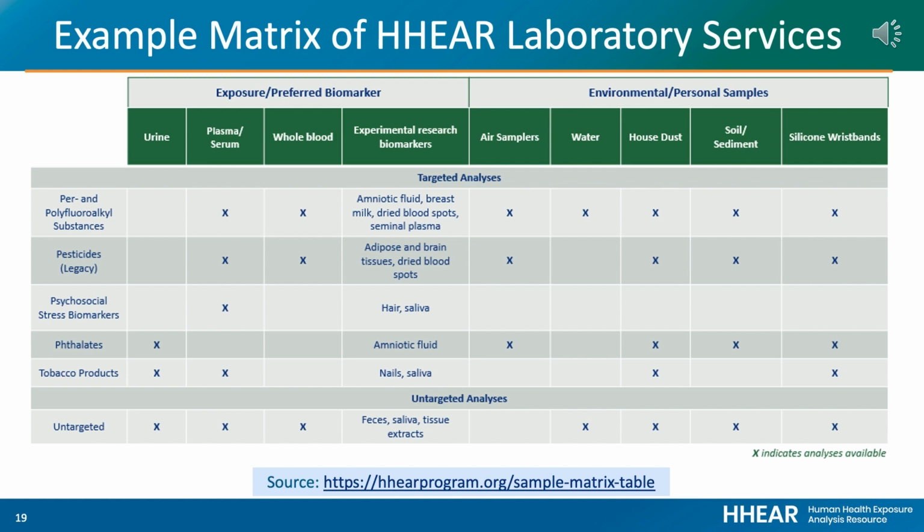This is a sample matrix of laboratory services available by HERE. You can visit the HERE website for a more exhaustive list of analyses available by matrix. Note that on the left are matrices for clinical biospecimens, such as urine and blood, and on the right are environmental matrices, like water, dust, and silicone wristbands.